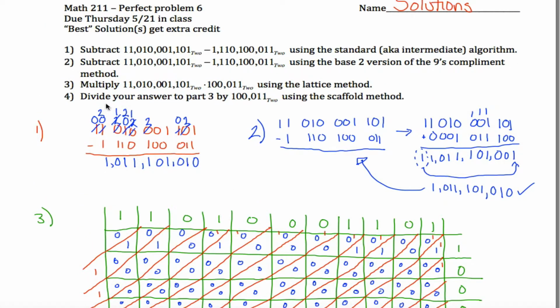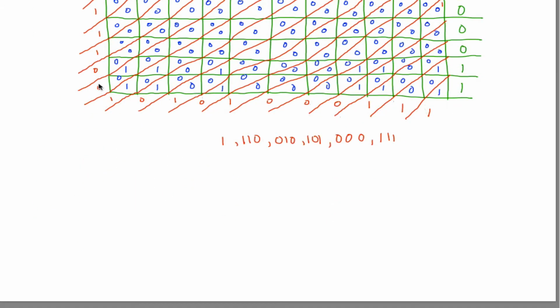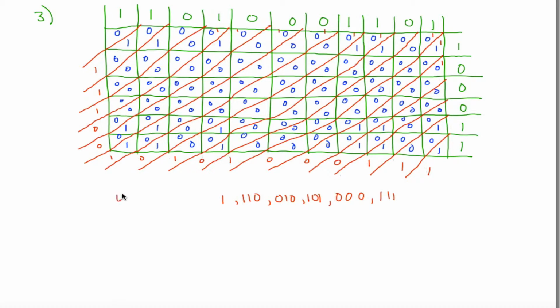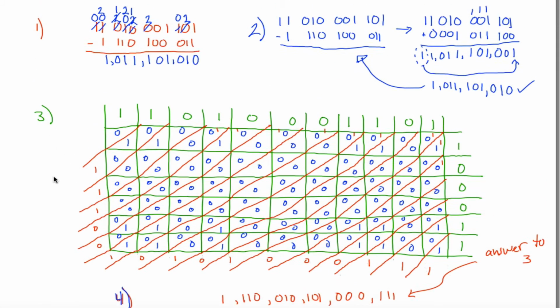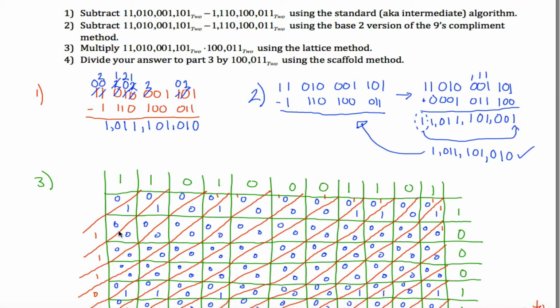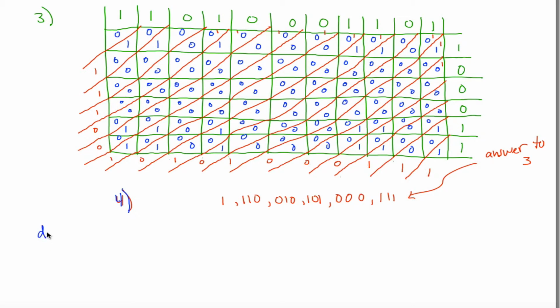I'm almost done here. The last problem says divide your answer to part 3, that mess that I just wrote, by this number using the scaffold method. Okay, part 4. My answer to part 3 is down here. And rather than rewrite that, I'm going to use that in part 4 down here where I use the scaffold method. And so I want to divide this number by 100,011.